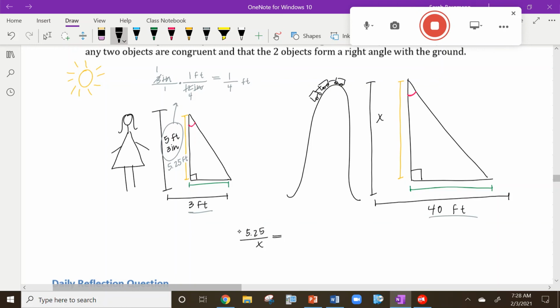I put the 5.25 from Hallie's triangle in the numerator, so I have to put the 3 in the numerator on the other fraction. I put the roller coaster in the denominator, so I need to keep the roller coaster in the denominator. Now, once you have it set up, this is just a simple cross multiply and divide problem. So you do 40 times 5.25, and then divide that answer, 210, by 3, you get 70. Now what this means is that the roller coaster is 70 feet.